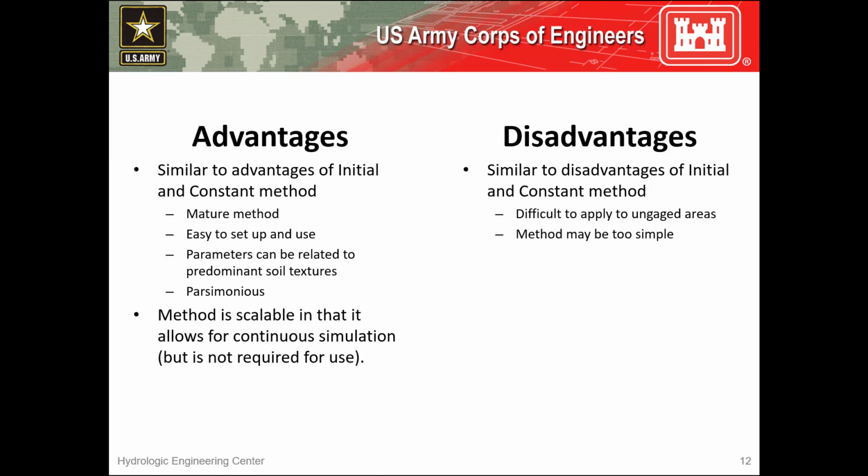Finally, let's talk advantages and disadvantages. And the advantages of the deficit and constant method are similar to the initial and constant method in that it's simple, it's been used successfully many times, the required parameters can be easily estimated from observed data, and the method is parsimonious. However, the deficit and constant method has an additional advantage in that it allows for infiltrated water to be extracted through evapotranspiration.